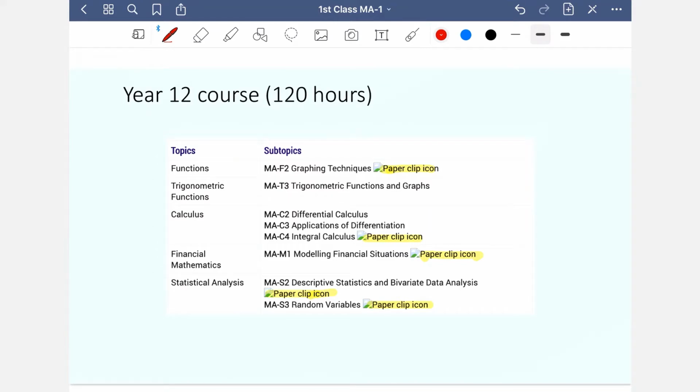At this point, I'd like to make mention that in Year 12, Year 11 Mathematics Advanced content becomes assumed knowledge. So when you are preparing for your trial exams as well as for your HSC exams, you will need to be familiar with a thorough understanding of both your Year 11 and also your Year 12 content.